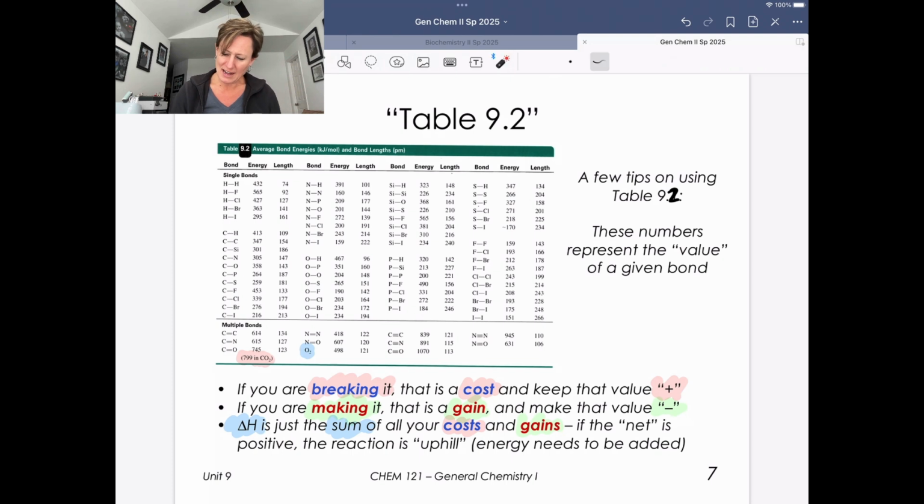And again, here's the piece that I highlighted. If that net value is positive, that's an uphill reaction. Energy would be needed to be added. For our example that we just did, it's a downhill process. Energy is given off in that process.